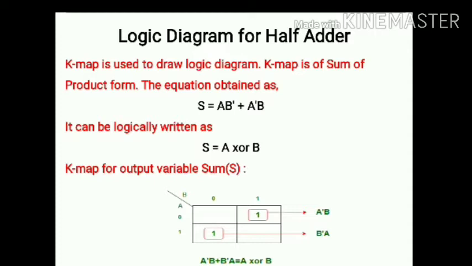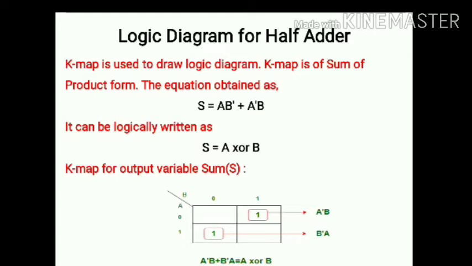To draw logic diagram, we need Boolean expression. It can be obtained using K-map. So K-map is used for drawing logical diagram. K-map is a Karnaugh map. It is in the form of sum of product. The equation for the truth table is, I already said, S equal to A B bar plus A bar B. It is also written as S equal to A exclusive or B.